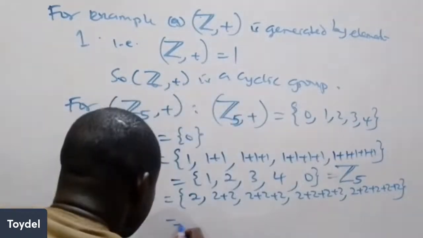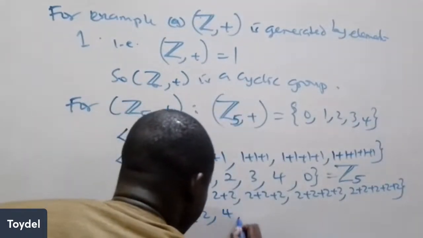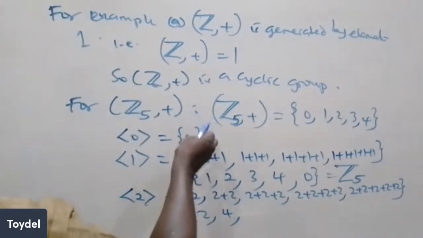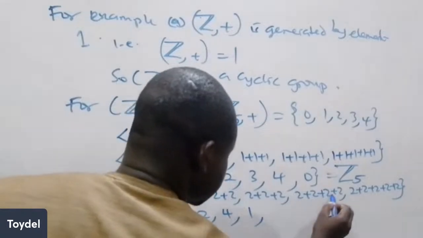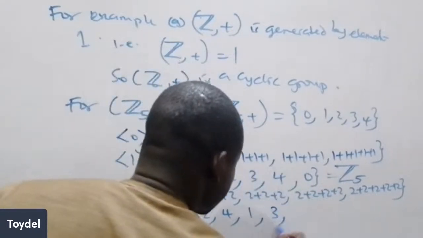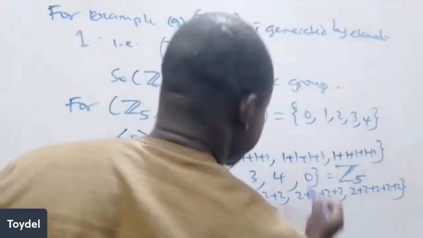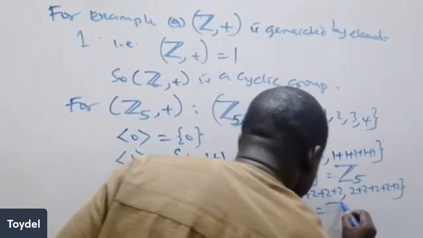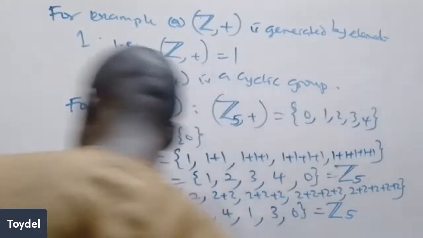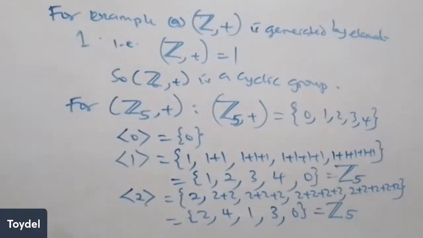At the end of the day, we are going to have 2. This is 4. This is 6. We are under Z5. That will be 1. This is 8. Under Z5, that will be 3. And this is 10. Under Z5, it will be 0. Which it also gives us Z5. So if you continue in that order, you realize that everything will give us the element of Z5.